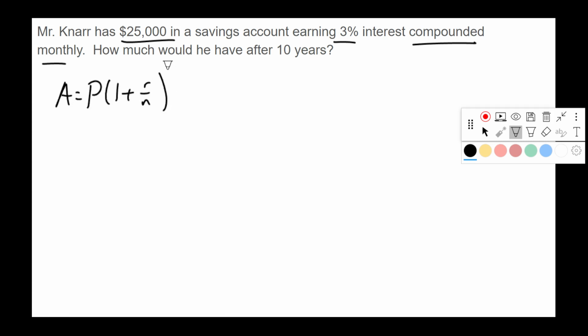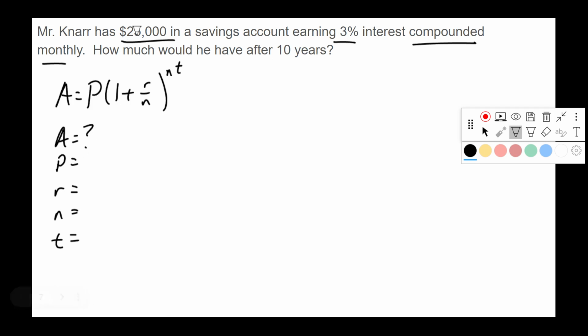A equals P, 1 plus R over N to the NT power. And then I'm going to write down all the variables, and what each of those numbers represent. So first thing, I want to know how much I'll have after 10 years. That's the after amount. That's what I don't know.